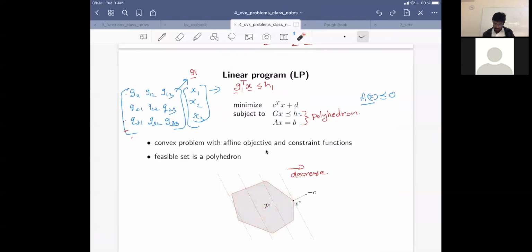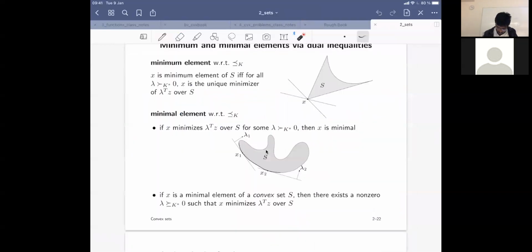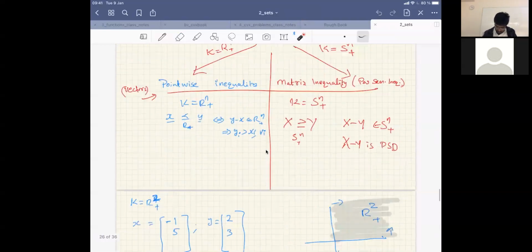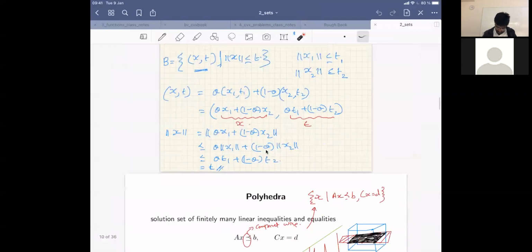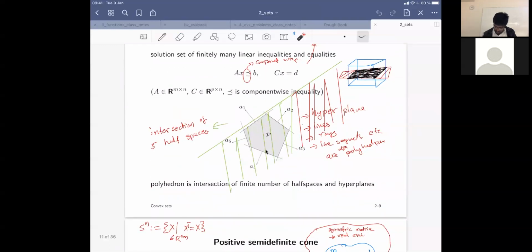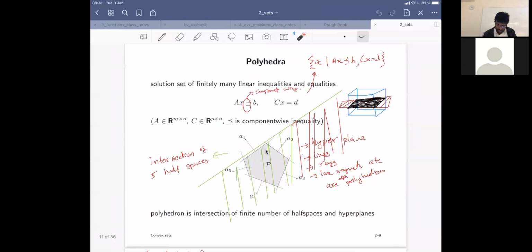Maybe we will go back to the lecture where we introduced polyhedron. That's why I wrote here a hyperplane, line, ray, line segment. These are also polyhedra. They can be visualized as solutions of finitely many linear inequalities and equalities. So this is how the polyhedron is defined.